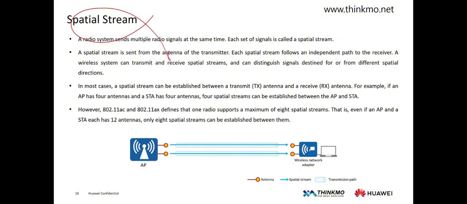So what is the relationship between spatial streams and the number of antennas? Each antenna supports one spatial stream, which means if your AP has two antennas, it can support a maximum of two spatial streams. If it has four antennas, it can support up to four spatial streams. Importantly, spatial streams depend not only on the number of antennas, but also on the MIMO technology supported by the device. MIMO technology enables the device to transmit multiple data streams simultaneously through multiple antennas, improving the network's transmission efficiency.